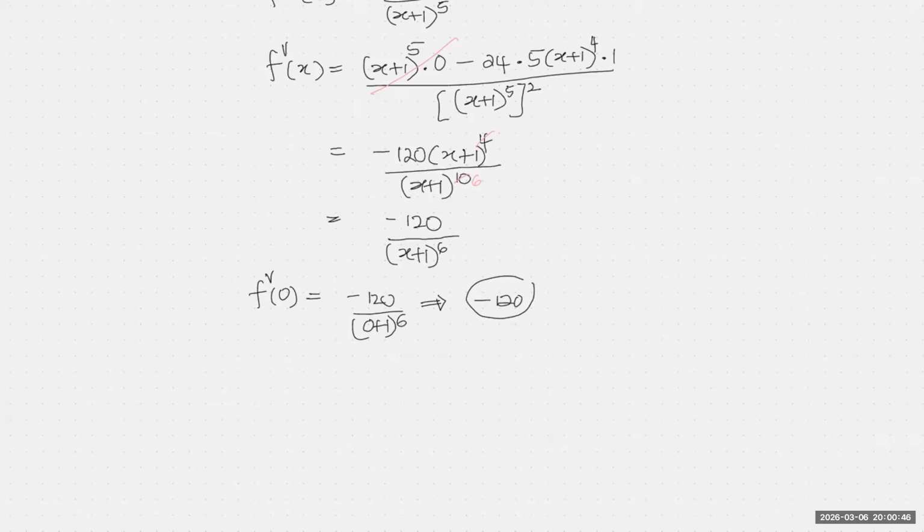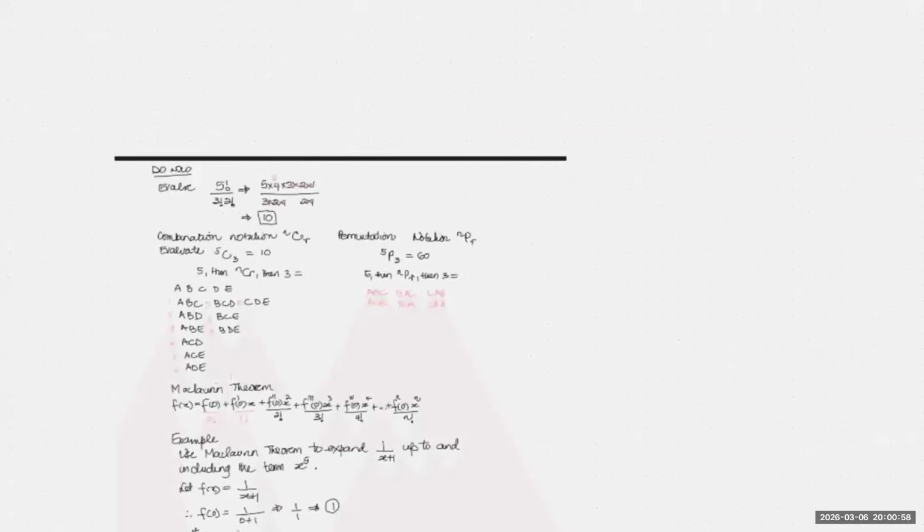All right, let's go. So if you look at the formula up here, f of x is equal to f of 0 plus f dash of 0 times x over 1 factorial, so forth and so on. We're now going to be substituting.